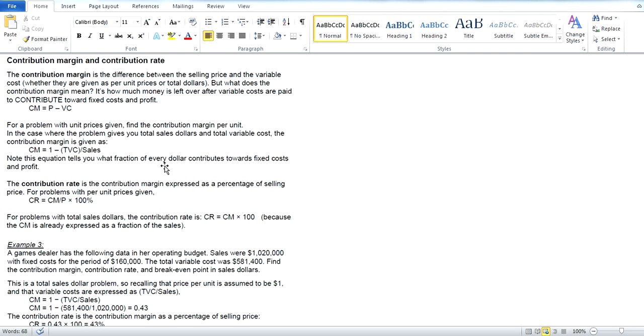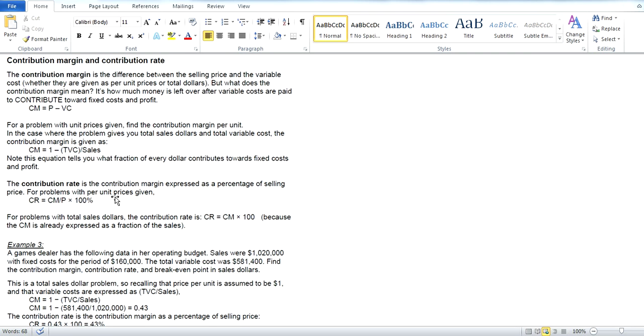Okay, for a problem with unit price given, find the contribution margin per unit. In the case where the problem gives you total sales dollar and total variable cost, the contribution margin is given as follows. So kind of like in the example that we just did, you'll either be given price is 100, variable cost is 25, or you'll be given it in total dollars, and it's just 1 minus your variable cost divided by your sales, and then you'll get your rate, and 1 minus your rate will give you your contribution rate. Okay, the contribution rate is the contribution margin expressed as a percentage of selling price.